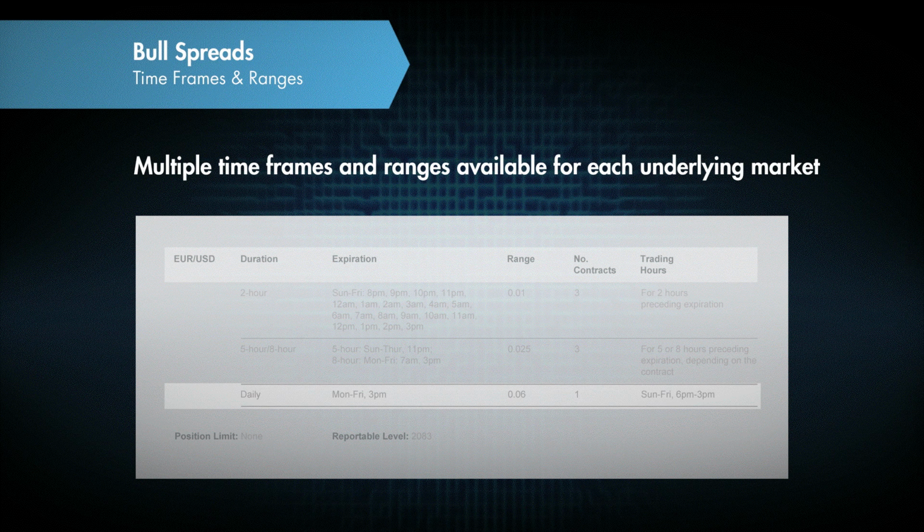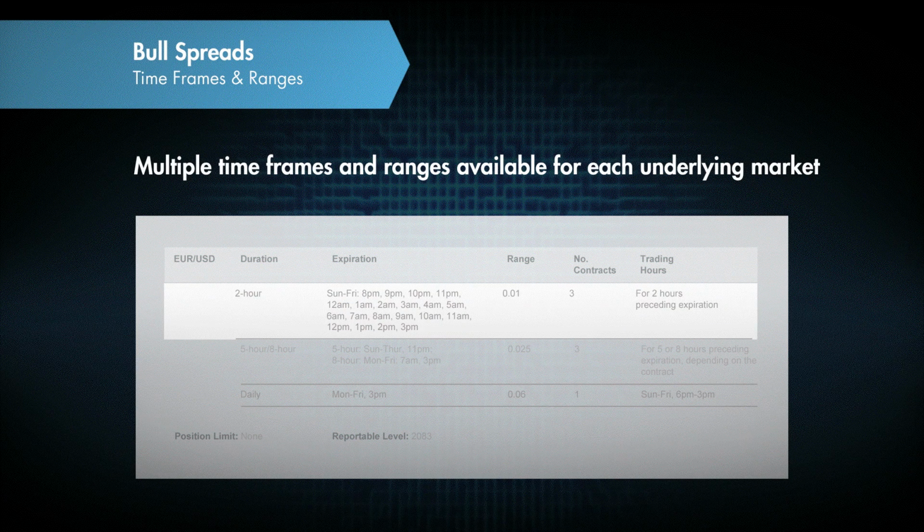This information is available on the Nadex website. So you can look up whatever market you're trading and find out the number of contracts, the range, and how many are produced throughout the day. As you can see, there's an extensive list every day of various timeframes and ranges. So for example, the Euro USD 2 hour has a 100 pip range. And there are 3 contracts made on each of those expiration time frames.